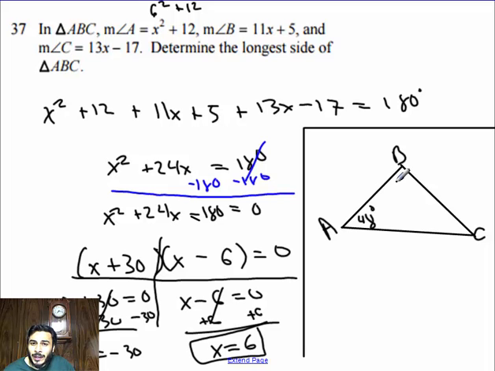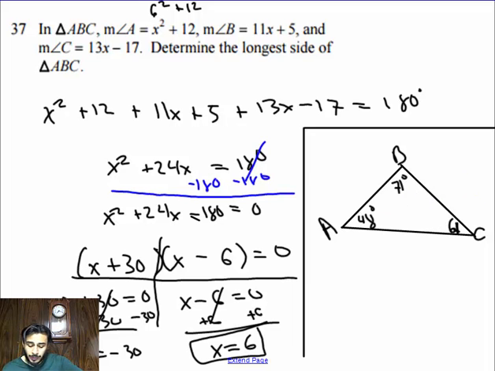Angle B, we're going to get 66 plus 5. That's going to be 71. And then angle C is going to be 13 times 6, take away 17. 13 times 6 is 78. Take away 17, we get 61. So angle C is 61. Check them, make sure they add up to 180. So we get 61 plus 71 plus 48. They add up to 180, all right.